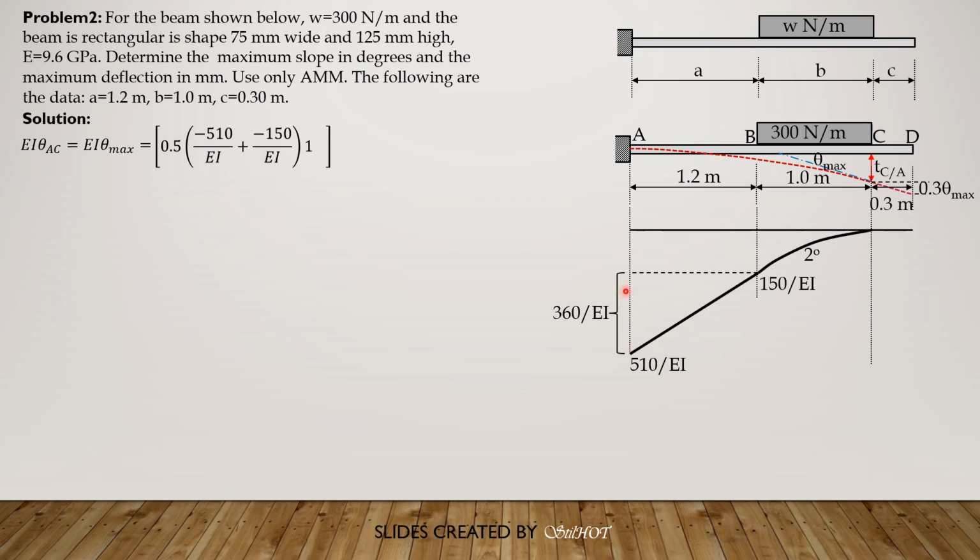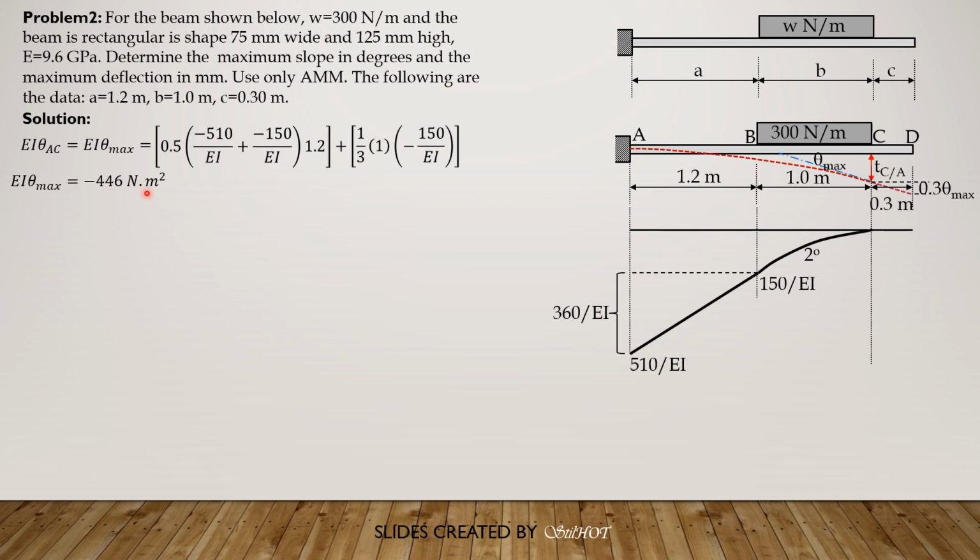Beginning with this trapezoid, it is 1/2 or 0.5 of negative 510 plus negative 150 over EI. Then the distance between them is 1.2. Then plus the area of this spandrel, 1/3 of 1 times negative 150 over EI. So that would be the theta AC or theta max. EI theta max therefore is negative 446 Newton meter square.